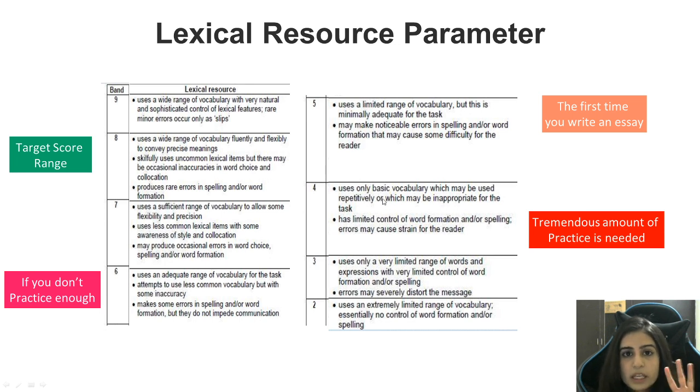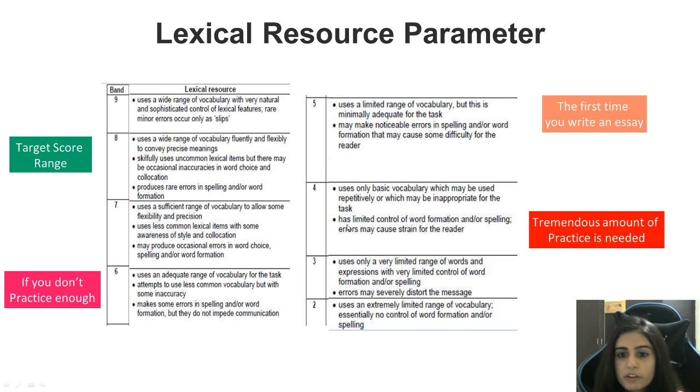So there are three keywords in this particular sentence. Basic vocabulary is used. Number two, it's repeated. Number three, it is used inappropriately considering the task at hand. So if you're making these three mistakes, then undoubtedly you will be scoring 4 band scores.